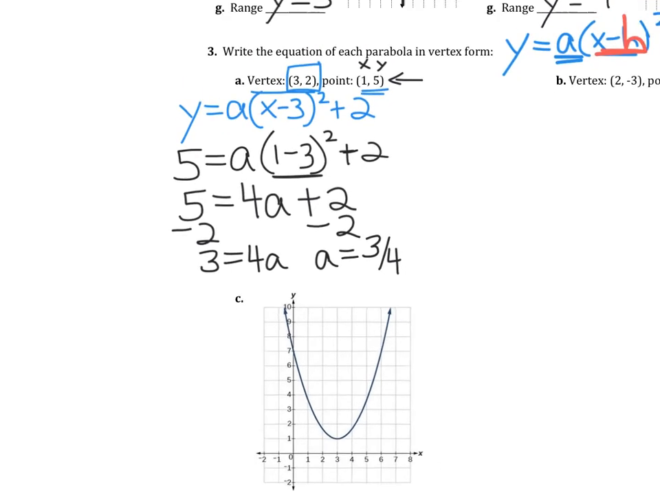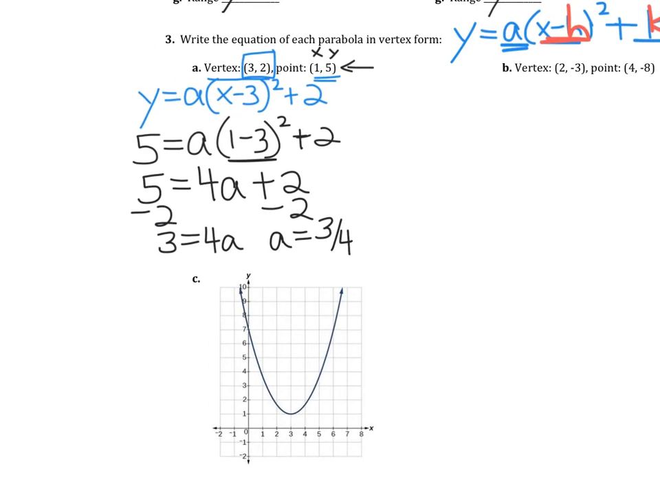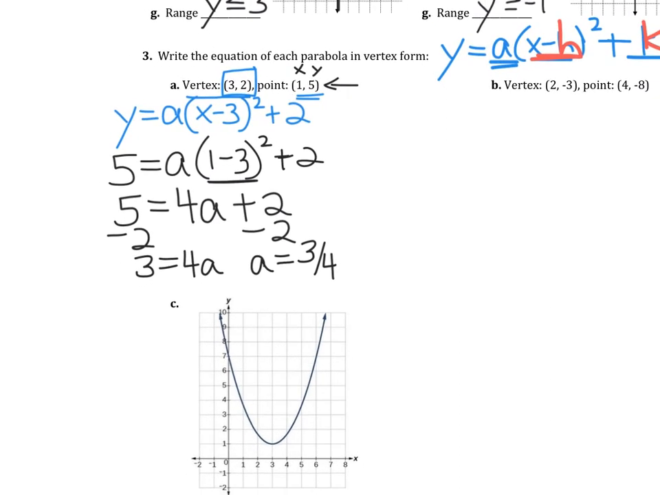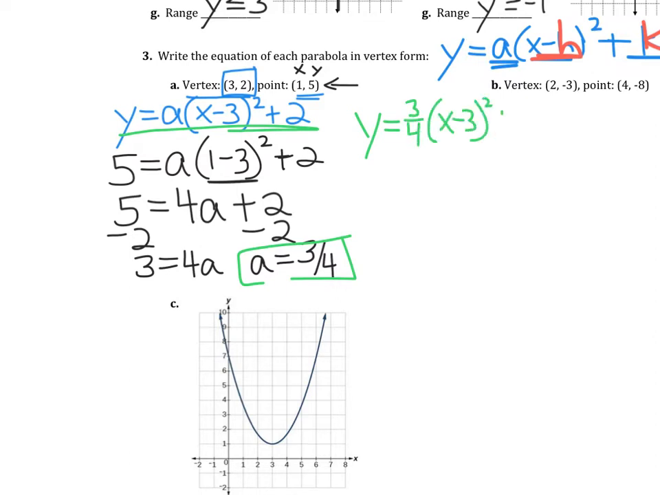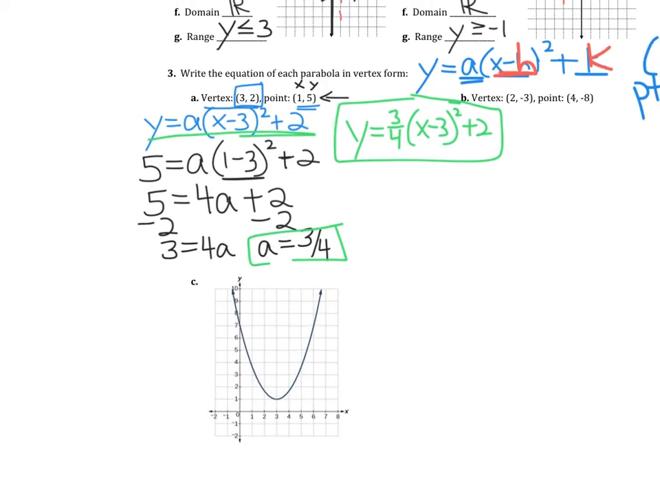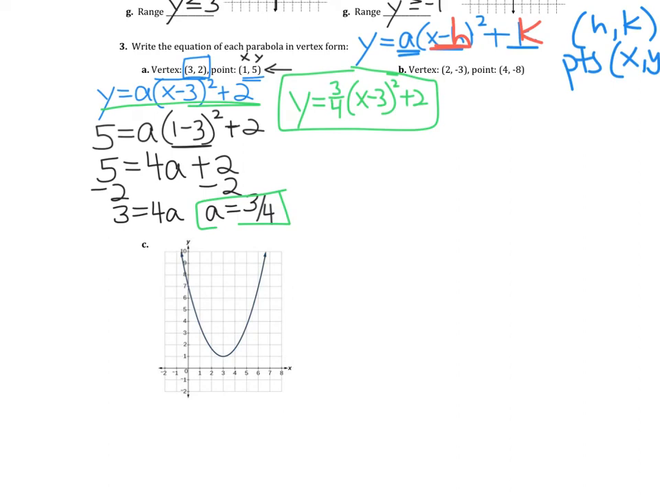That's very tempting to stop right there, but we have to answer their question. The question is, what is the equation of the parabola? So we have all of our parts. We have a, and we also have our vertex equation here. So let's just plug in a equals 3/4. Our answer would be y equals 3/4 times (x minus 3) squared plus 2. That's the answer to the problem, the parabola that has that vertex and goes through that point.